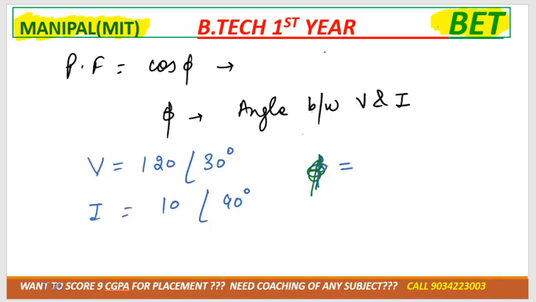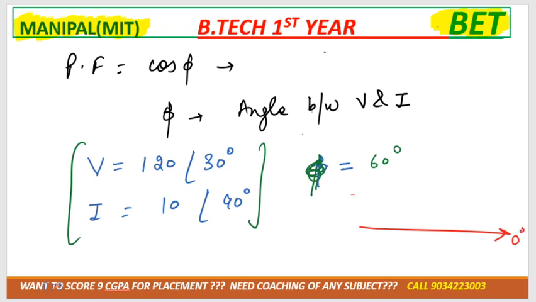Now suppose this is the case, and phi is 60 degrees. How do we know about it? Draw the phasor diagram. This is 0 degrees, as you know, the standard. Then 30 degrees something like here is the voltage angle, and 90 degrees here is the current angle. Right?